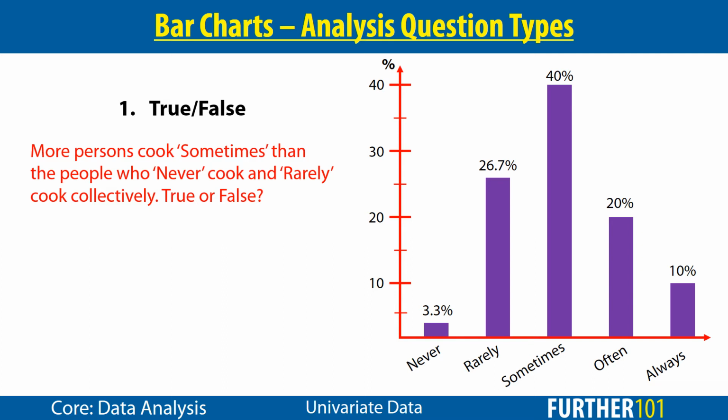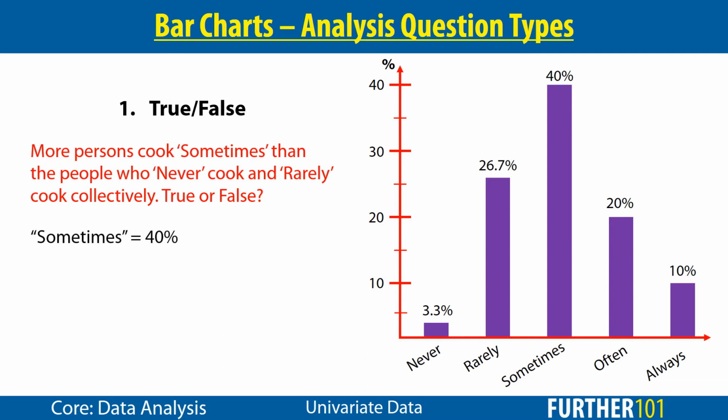Now this first question says, more persons cook sometimes than the people who never cook and rarely cook collectively. Is this true or false? Well, let's go through each of the steps and break it down. Now the very first thing to do is to check how many people sometimes cooked.